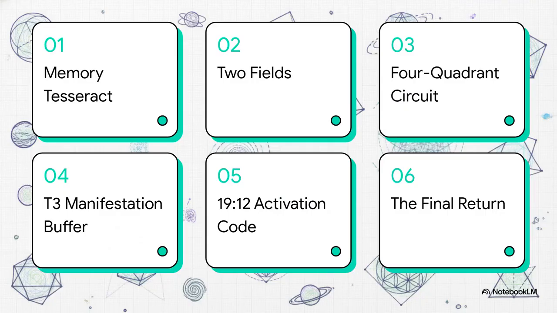So here's our roadmap for this explainer. We'll start with the Eternal Memory Tesseract, break down the two fields of reality, map out the four-quadrant circuit, explore the T3 manifestation buffer, hit the 1912 activation code, and finally, look at the final return.